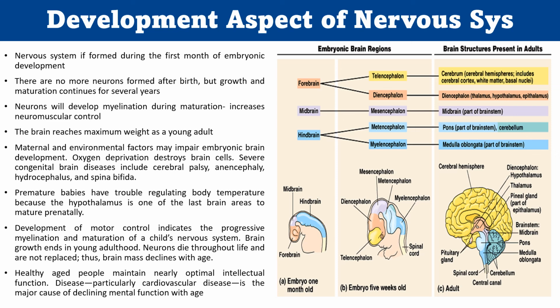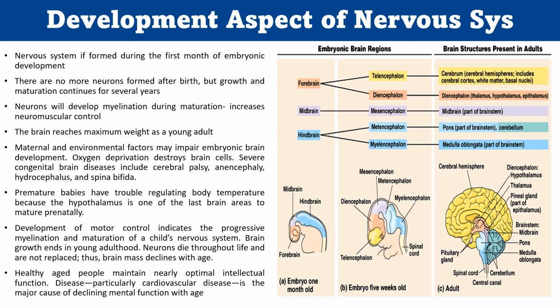In the diagram, you can see an embryo at 1 month old developing forebrain, midbrain, and hindbrain. An embryo of 5 weeks old develops telencephalon, diencephalon, mesencephalon, metencephalon, and myelencephalon. Brain structures present in adults: the cerebrum, including the cerebral hemispheres, cerebral cortex, white matter, and basal ganglia, develop.